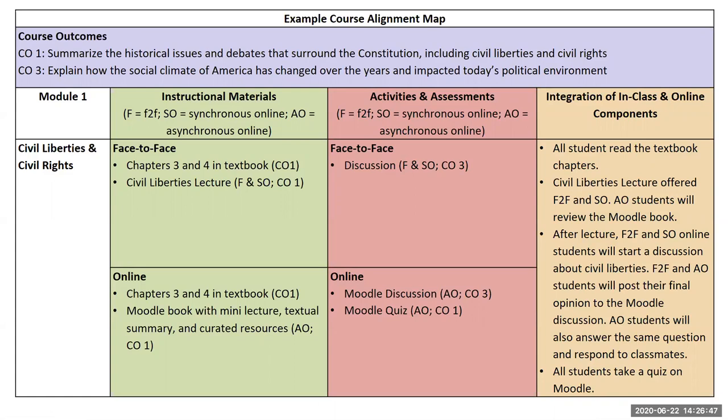In the third column, activities and assessments, you can see how the discussion takes place both face-to-face and online, just like we discussed. And then like Lydia discussed, the weekly Moodle quiz is simply going to be asynchronous online for all students. The last cell just describes how those activities are integrated with each other, considering the order in which students are engaging with the activities.